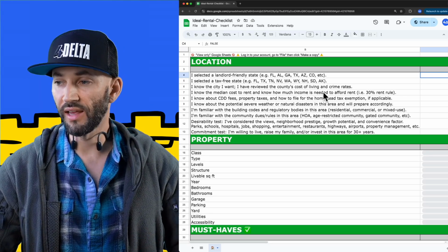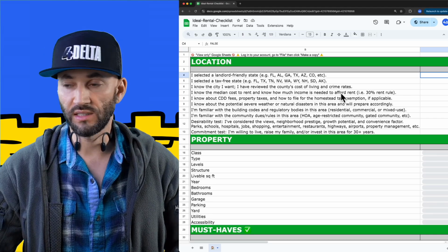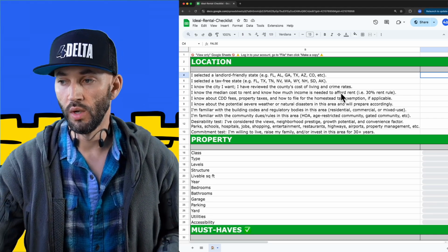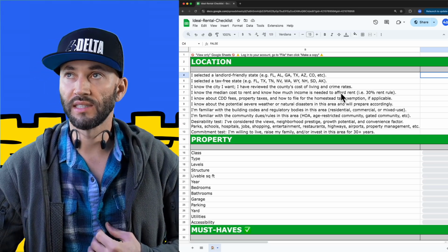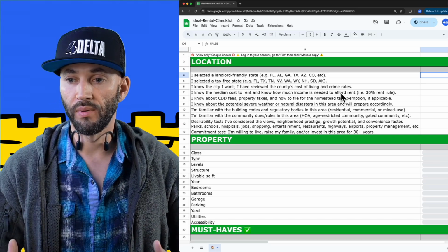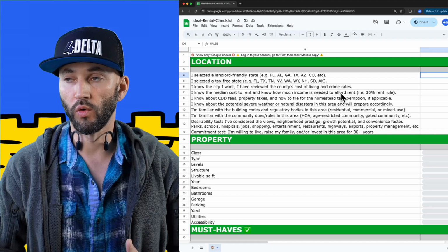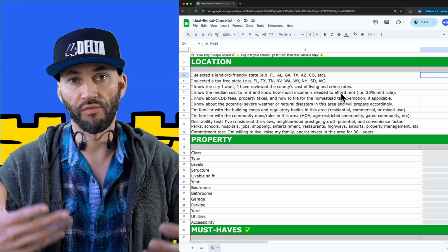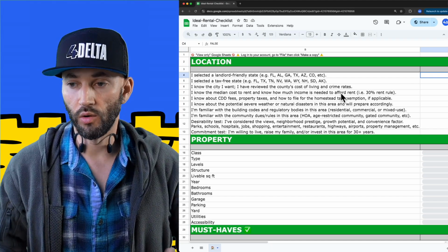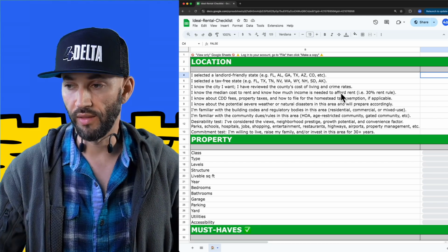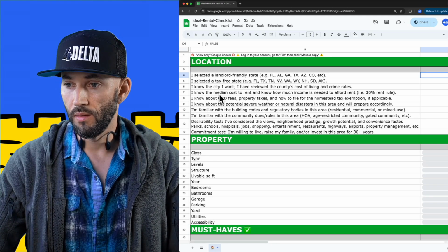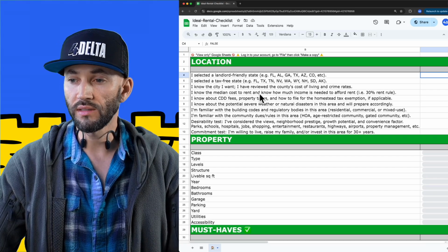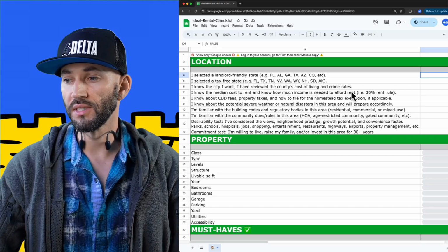It gets you just studying some of the stats and looking more into the economics and, I guess, the ideal type of living situation for somebody. If you're thinking of yourself in the tenant's shoes, what's the atmosphere like around the area. I know the median cost to rent and know how much income is needed to afford rent.